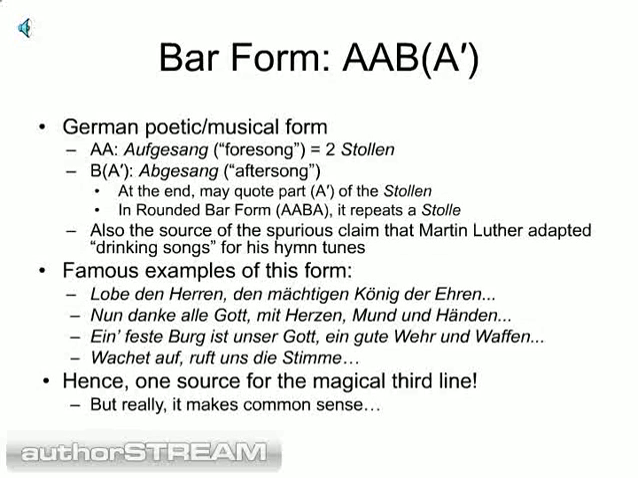One answer lies in the German poetic and musical form known as the bar form, A, B, A'. In the original German terminology, the first 2 A's are called Stollen. Together they compose the Aufgesang, or the foresong. Then the second section, the Abgesang, or the aftersong, introduces new material, the B, and may end by quoting, either approximately or exactly, one of the original A's.